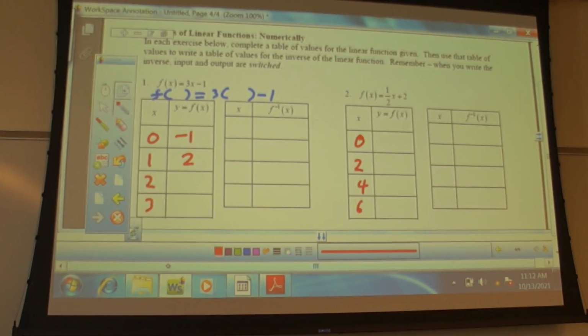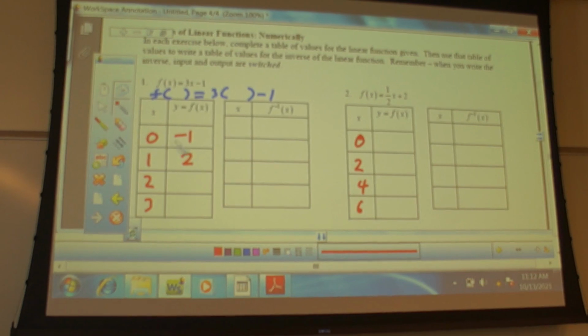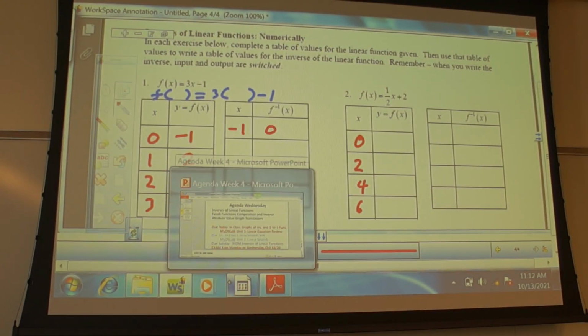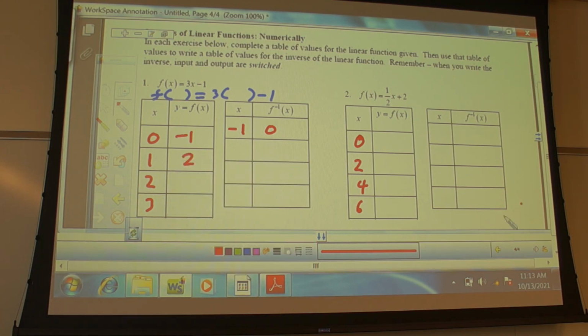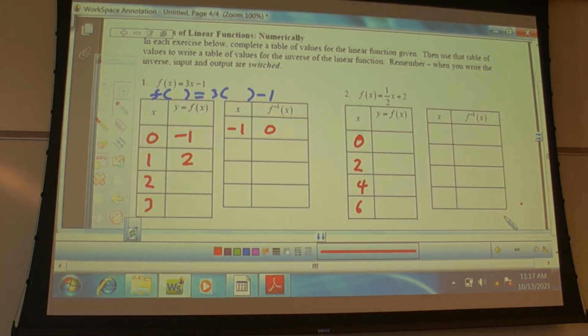And then after you finish these, go ahead and just swap the spots. So (0, -1) becomes (-1, 0). They swap places. Okay, so take 2 minutes with your neighbors and do 1 and 2, and then we'll come back. At home, pause this until you finish and then start again. Let's take a look.